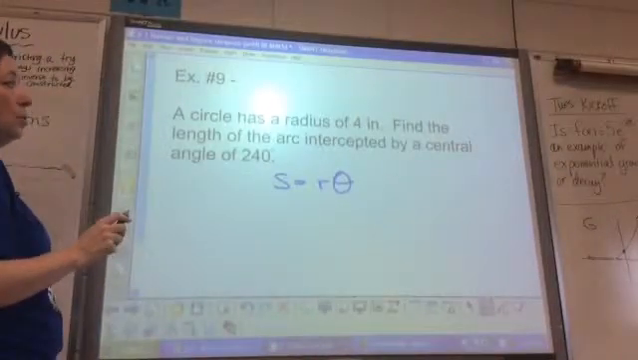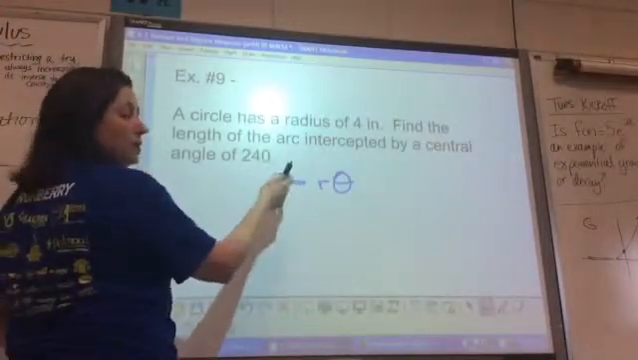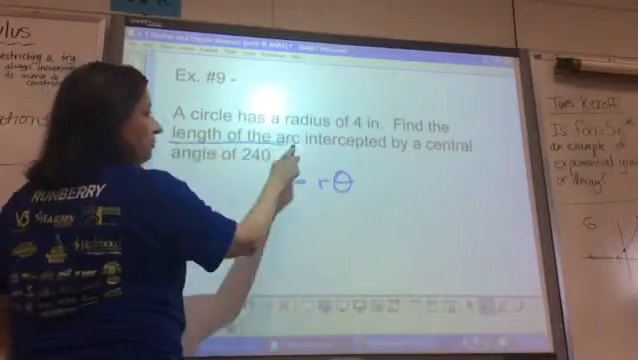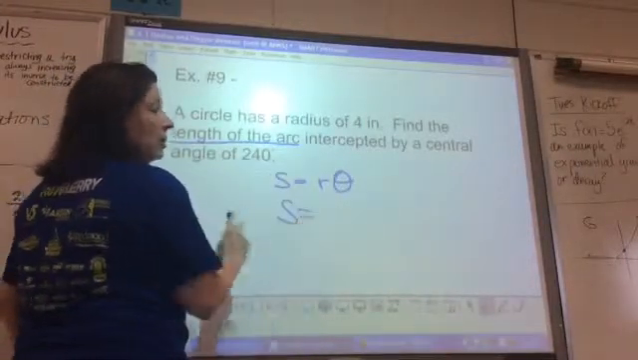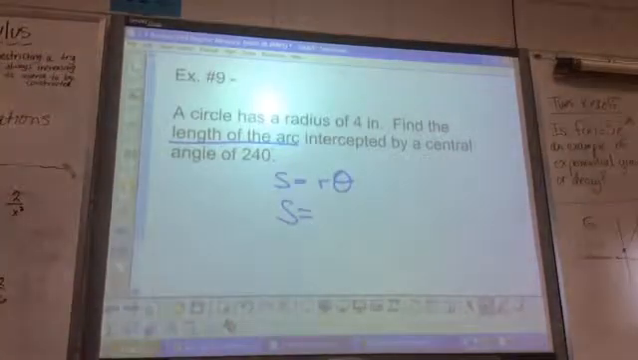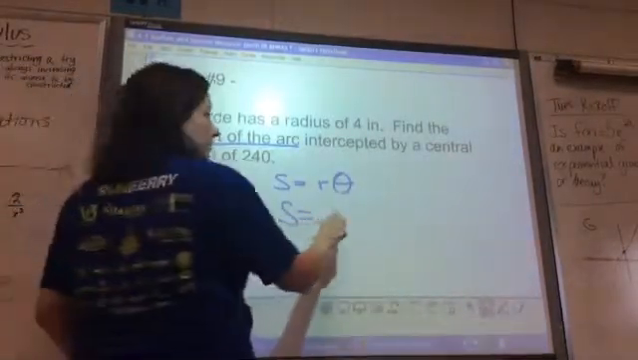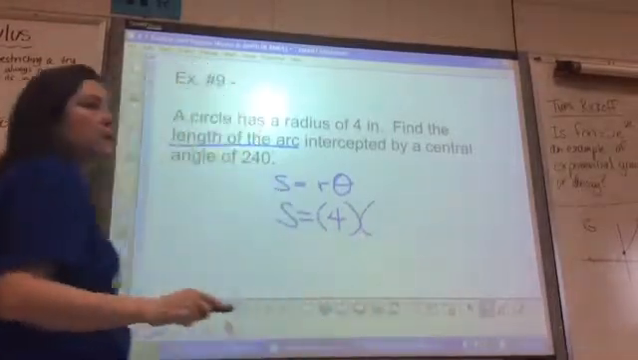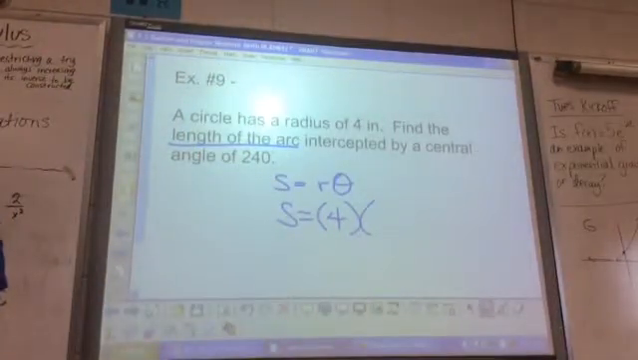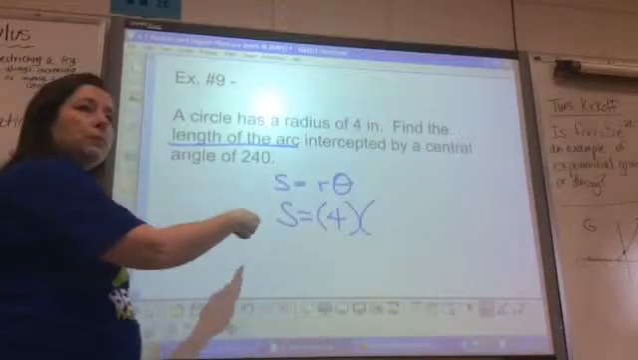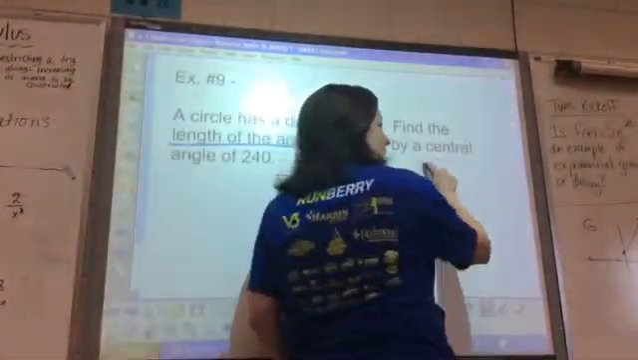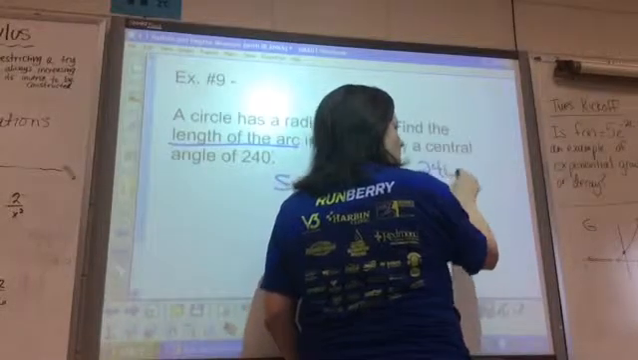All right, so what are we looking for in this particular problem? The arc length. Good. So S is what we're looking for. R, they tell us, is 4 times theta, which is 240, but we can't plug in 240 because it has to be in radians. So we're going to go over to the side and we're going to convert 240.